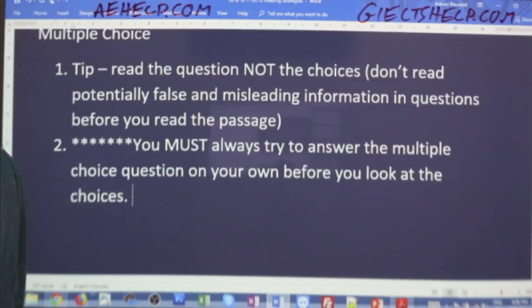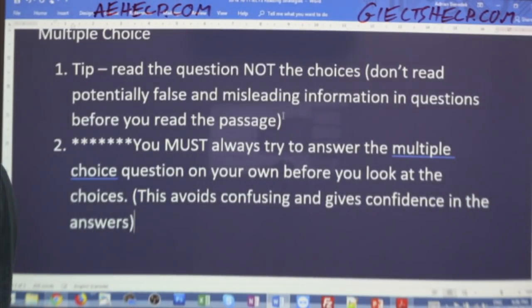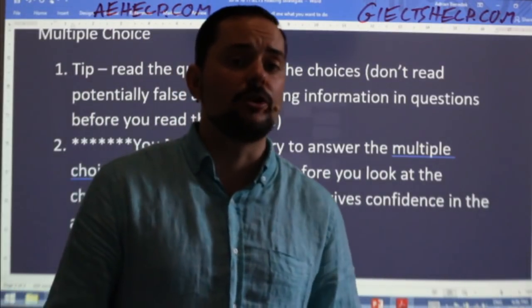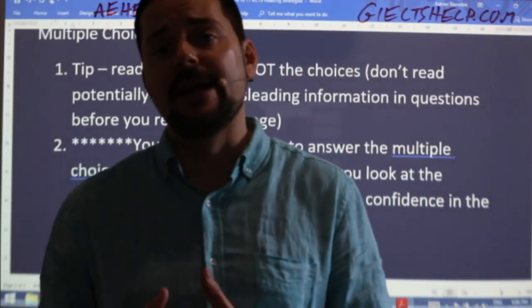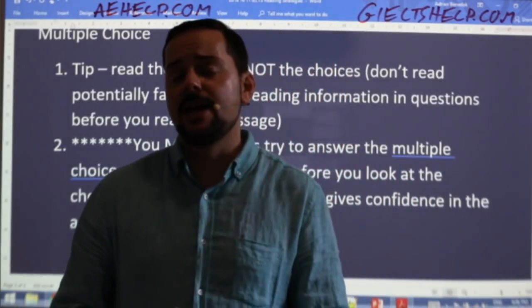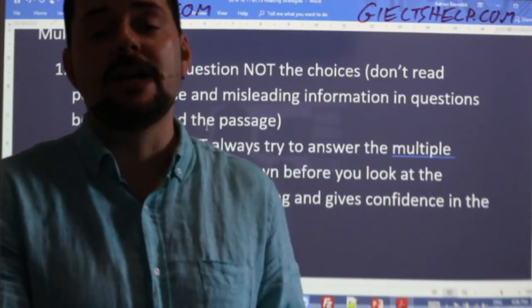Okay? There's a couple reasons for this. This avoids confusion and gives confidence in the answers. Okay, so when you try to answer the question on your own first, if you find the matching answer to your answer, you can be very sure that that is most likely the right answer. If you don't find anything that's close to your answer, then you can realize that, well, I'm off in left field and I need to pay attention, and maybe now I need to go back and have a second look at this, okay?